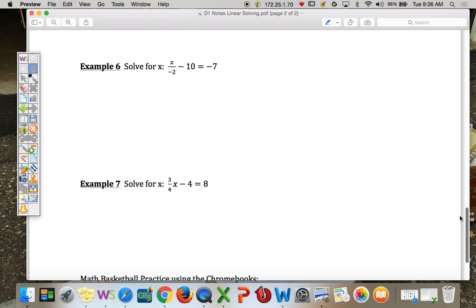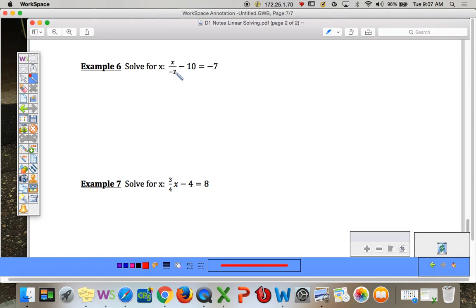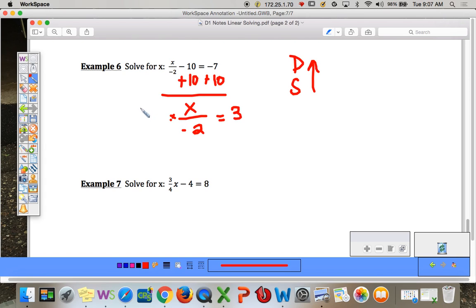Let's take a look at example 6. So here we have division by a negative number, and we have subtraction. So again, we go opposite order of operations. We will get rid of the subtraction first by adding 10 to each side. We have x divided by negative 2 equals 3. And then to get rid of a divided by negative 2, we're going to multiply each side by negative 2.